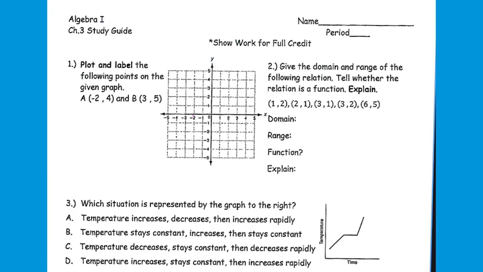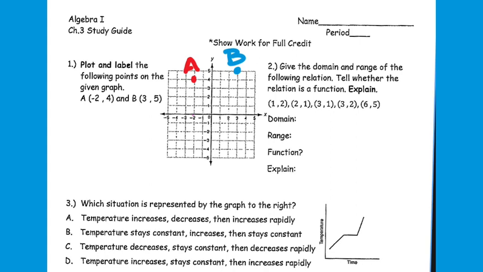So on number 1, we see that we are plotting the point -2, 4. So we're going to go over to the left on the x-axis, -2, and up 4. We put our point and we label it. Then we're going to plot our second point of 3, 5. That's 3 on the x-axis and up to 5 on the y-axis, and we label it and put our point of 3, 5 as B.